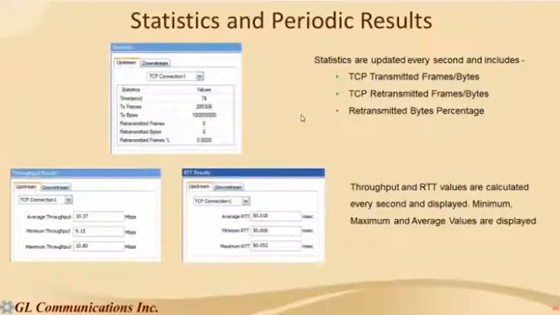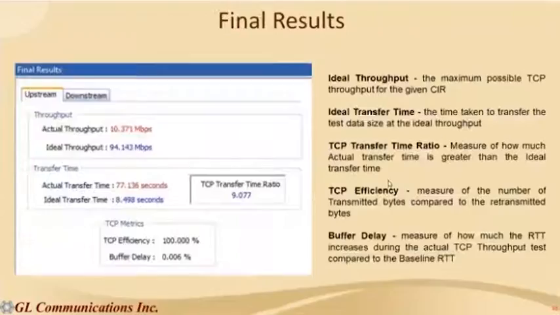And while the test is running, we display a series of statistics. This is per connection, like the time elapsed, the transmitted frames, the transmitted bytes, and if there are any retransmitted frames or bytes, and the percentage of retransmitted frames. These are updated every second. And the throughput results, the average, min and max throughput, and the RTT results. Again, these are all calculated and updated every 1 second.